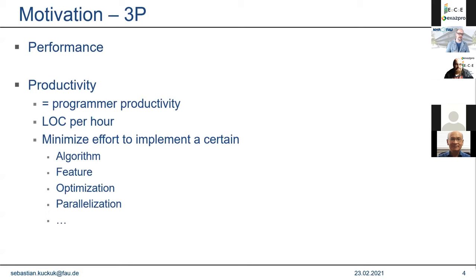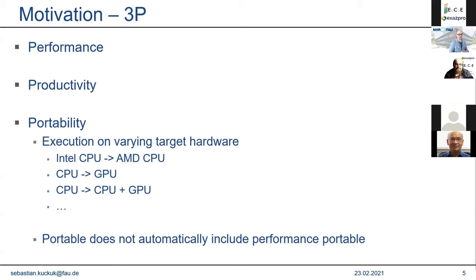And especially with the parallelization approach and the optimization approach, you quickly run into another motivating factor that you need to take into account, and that is portability. And portability in this case means, on the one hand, that you want to execute your code ideally on different hardware. And this could mean switching just simply from an Intel CPU to a different Intel CPU or to an AMD CPU, but also something like switching from a CPU to a GPU or from a CPU implementation to a CPU and GPU hybrid implementation.